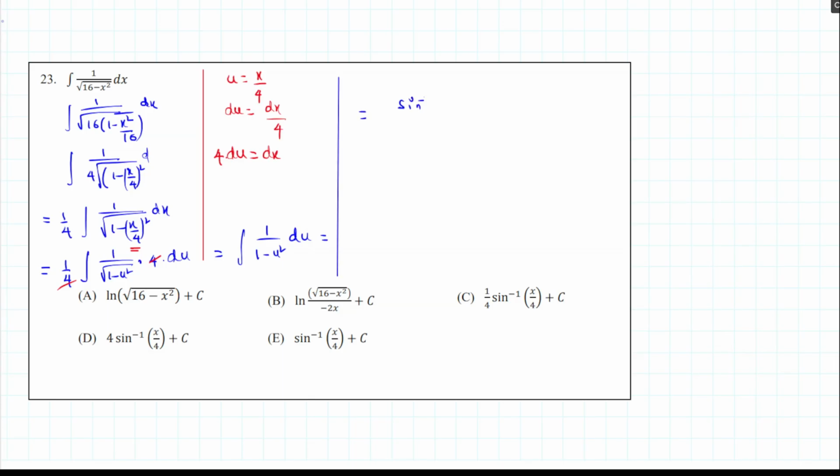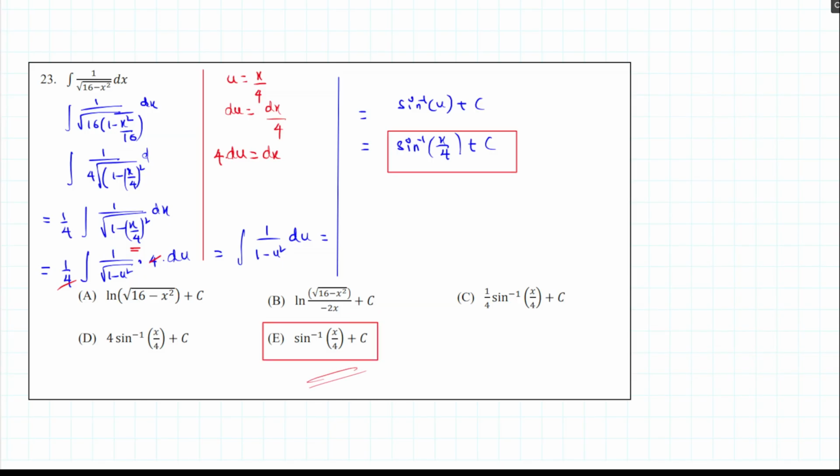Which is sine inverse u plus c, and what is u? u equal to x over 4, plus c. Okay, so therefore the correct option is sine inverse x over 4 plus c. This one is the correct option.